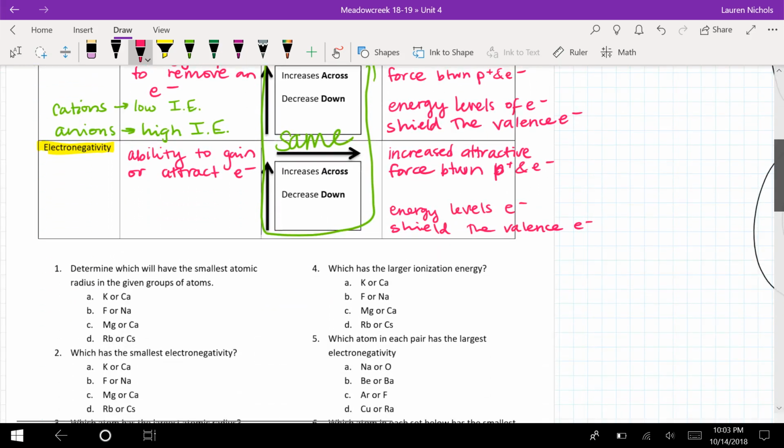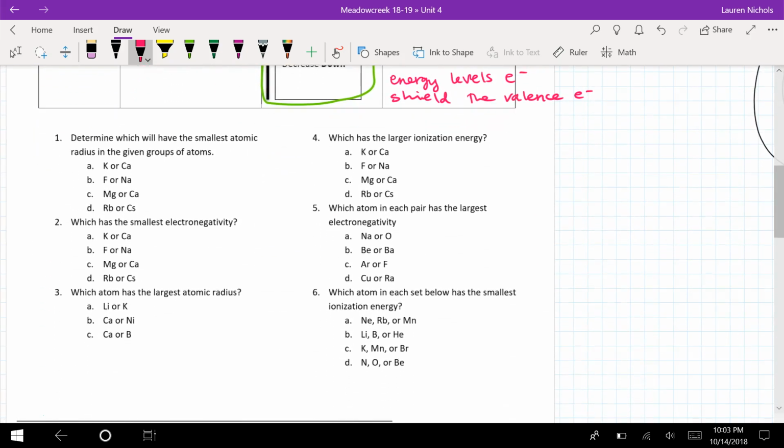And so on these practice problems here, which, guys, these are the basics of the practice problems. You have to be able to do more than just this, but this is practice of just getting the basics down for our exam. If you can't do this part, then the exam will be a struggle. So if we look at question 1, it says determine which will have the smallest atomic radius in the given group. Okay, so here's the thing. When you're on your test, I'm not going to tell you the trends. You're going to have to know what they are.